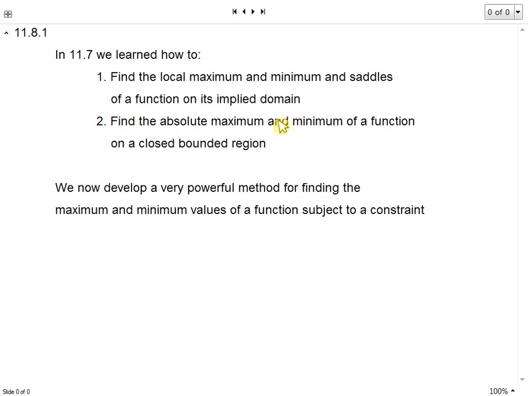We now develop a very, very powerful method for finding the maximum and minimum values of a function subject to a constraint. In other words, we are going to take a surface, and it doesn't even have to be a surface. It could be in higher dimensions. But we're going to take a function and restrict it again. I mean, we restricted the domain right here, but this sort of restriction is going to be a little bit different, as you'll see. And if we do that, we're going to be able to find the max and mins.